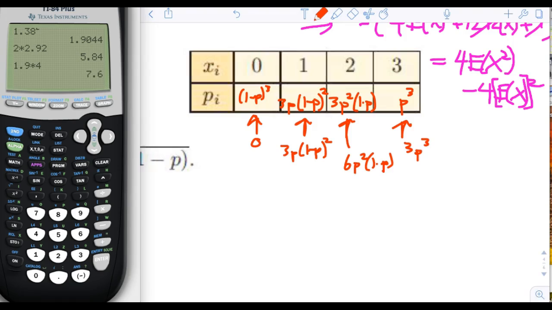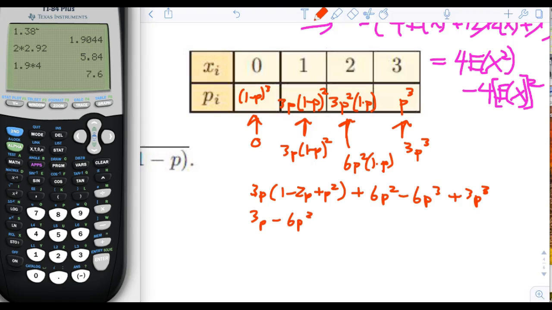And then we add them all together. And we're going to get 3p times (1 minus 2p plus p squared) plus 6p squared minus 6p cubed plus 3p cubed. And then we're going to multiply this one out. 3p minus 6p squared plus 3p cubed plus 6p squared minus 6p cubed plus 3p cubed.